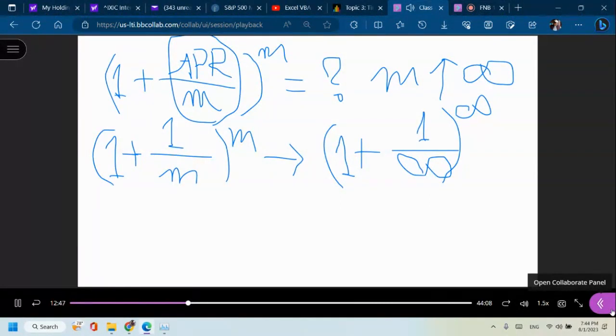I mean, if 1 over infinity is 0, then the whole parenthesis is 1, and the answer will be very simple. Your life will be very easy, because the whole thing in the parenthesis is 1. If you raise that to infinity, it will still be just 1, because it's 1 raised to infinity. 1 times 1 times 1 times infinitely many times 1, still 1, right? But the problem is, it's not 0. It's just slightly greater than 0, right? So the whole parenthesis is just infinitesimally greater than 1.